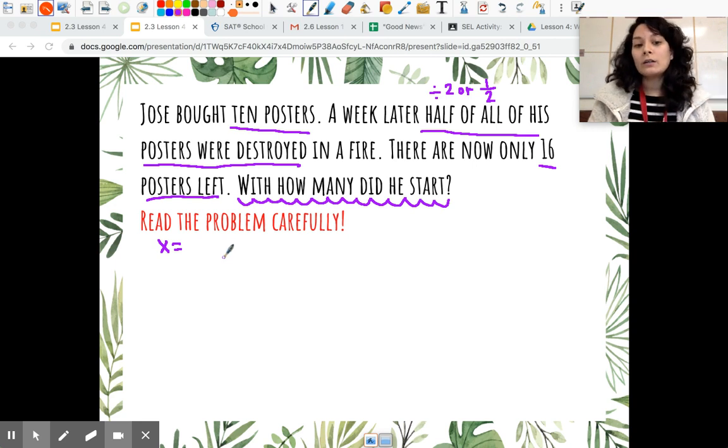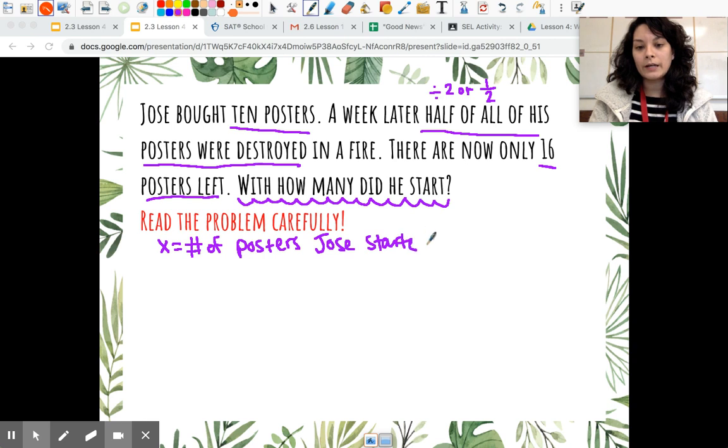When I say define a variable, I'm talking about this question here. And I did say that it's often the question that tells us what our variable is. It says, with how many did he start? Well, how many, we're referring to the number of posters. So how many posters did he start with? That's our variable. That's what we're trying to find. So I'm going to say that x is the number of posters Jose started with.